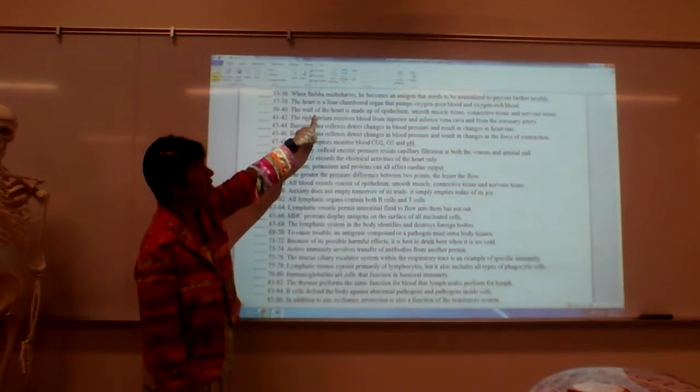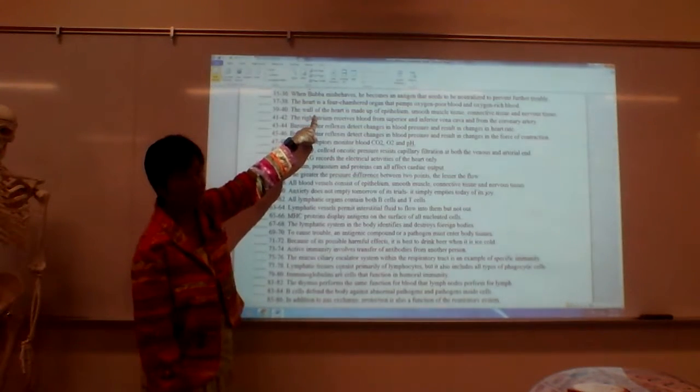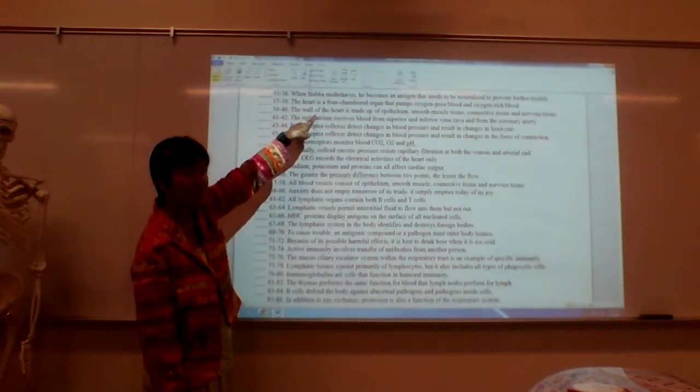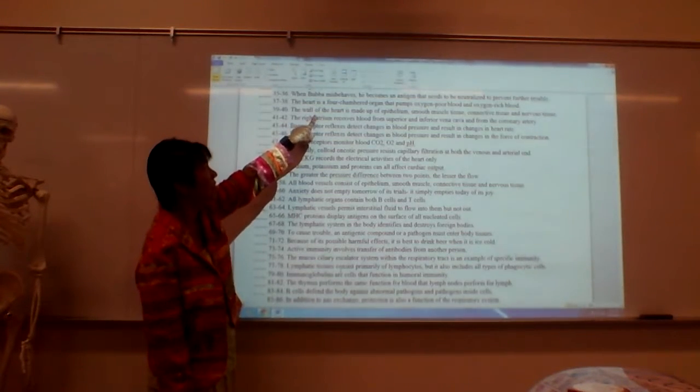Here, the wall of the heart is made up of epithelium, smooth muscle, connective, and nervous tissue. False, right? What is it? Epithelium, cardiac muscle. Very good. Everybody, just shout if you say it's confusing, okay?